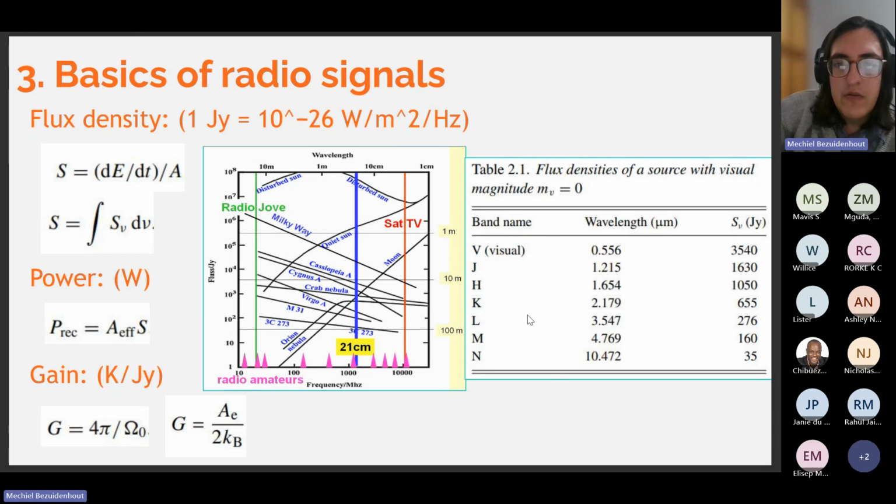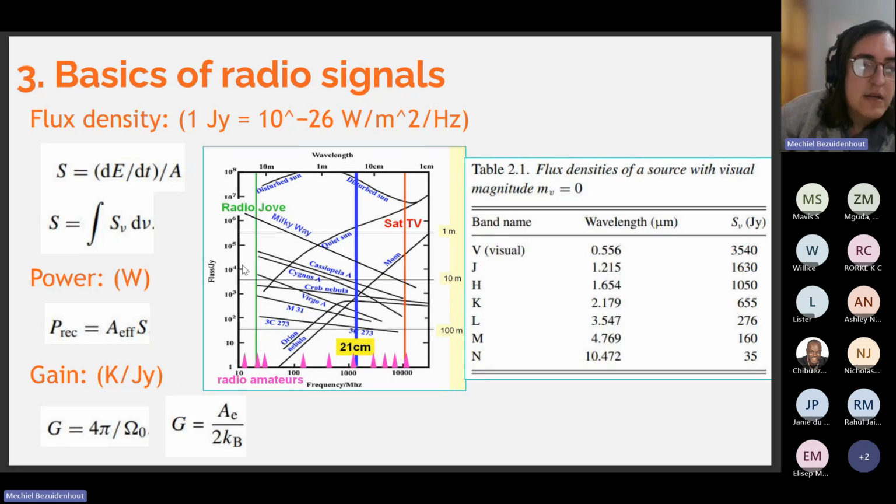In the table on the right is a conversion table between the different visual bands, their wavelength, and what the flux density would have to be at a magnitude of 0. So that's a useful conversion table to have in mind.